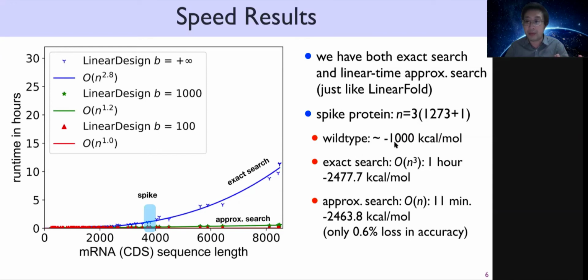The wild type is pretty bad in energy. And with exact search in an hour, we can improve the energy by a lot. You get a very, very low energy, like negative 2,000. And with approximate search, you can do much faster, 11 minutes. And the energy difference is very, very small. You can get almost as good as exact search. Still a lot better than the wild type.